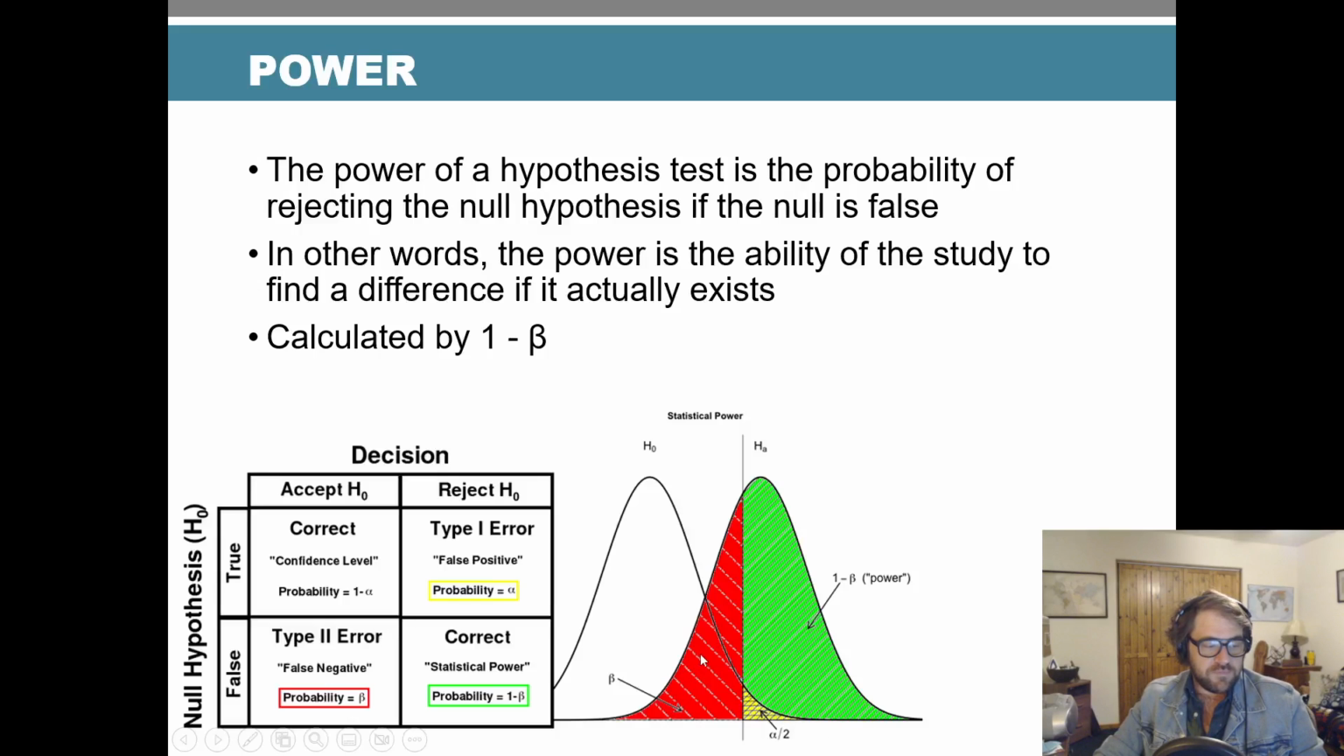You've got beta as the red portion of that pie and power, which is 1 minus beta, as the other portion of that pie. They're exact opposites of one another. Power is exactly the opposite of beta. They should add up to 1. They're like one whole pie. Just one is a slice and one is the rest of the pie with the slice taken out.